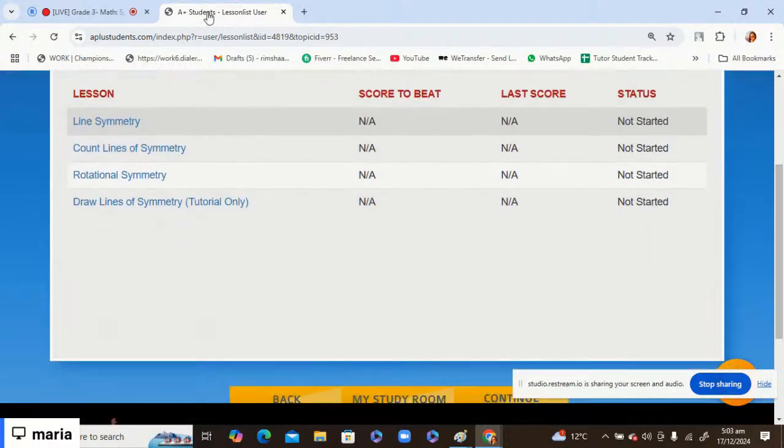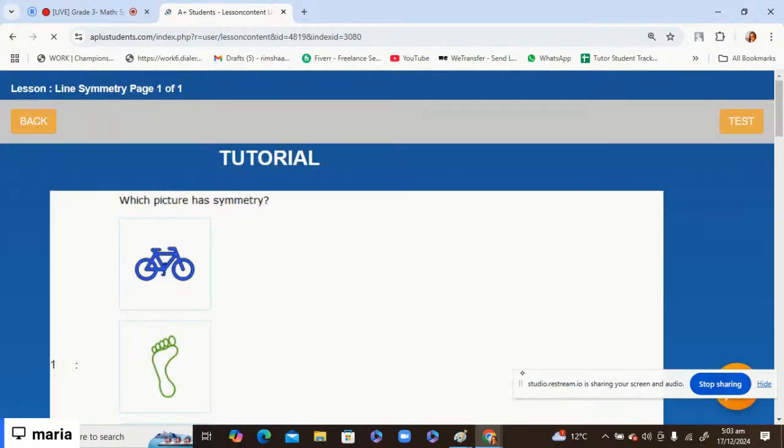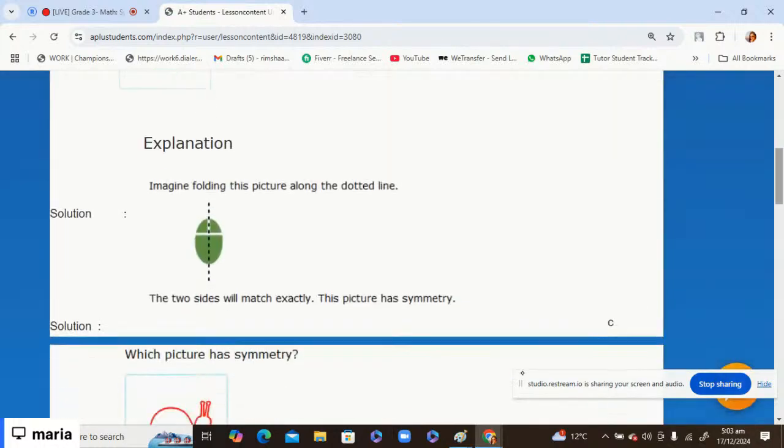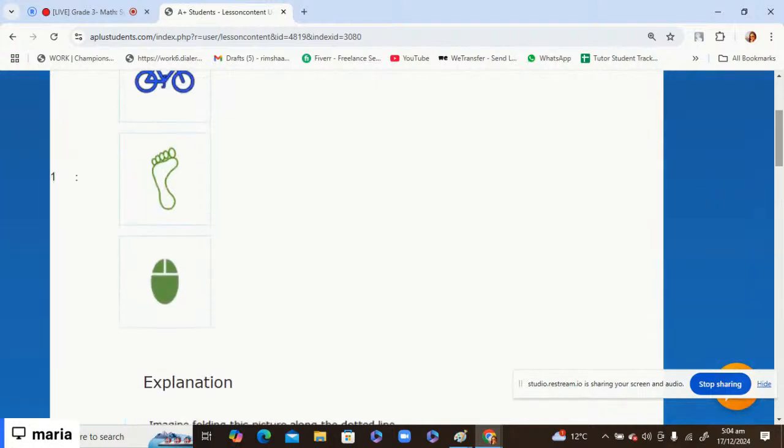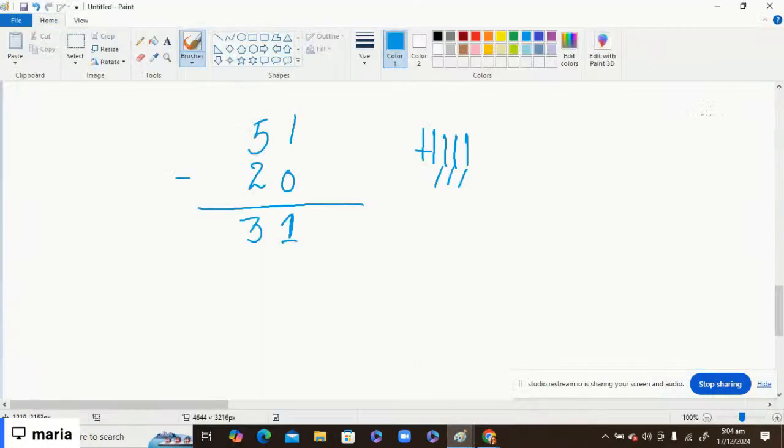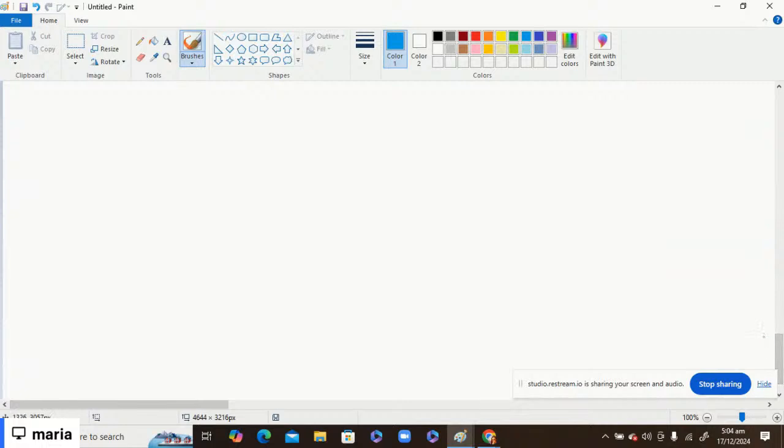So what is line symmetry? Here we go. Which picture has symmetry? First of all, let me tell you what symmetry means, and then we will get started. All right, so what is the meaning of line symmetry?